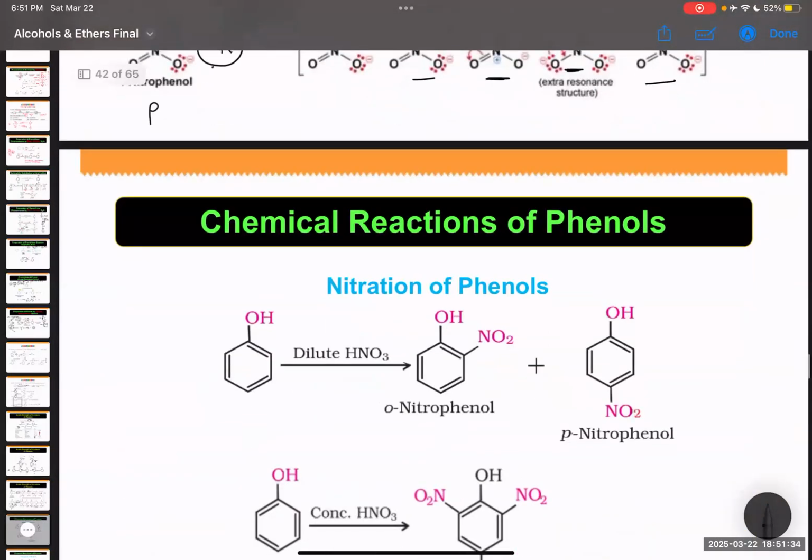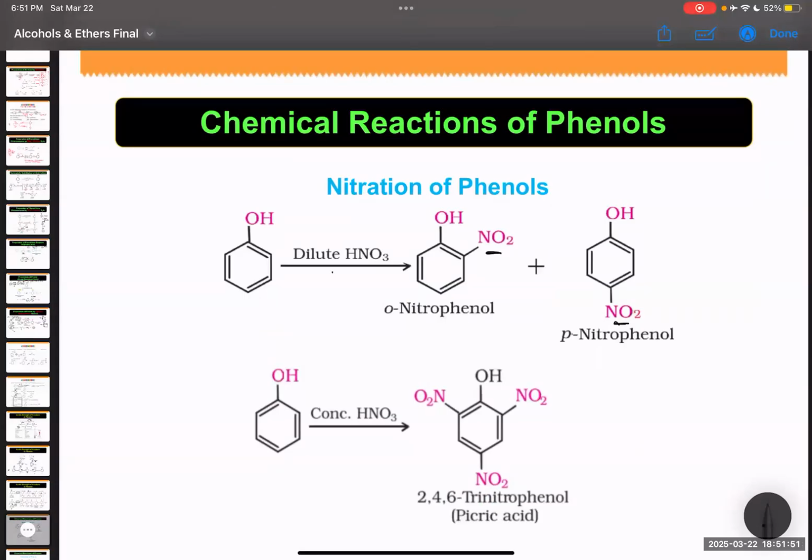So if you do the nitration, look, what are the products which you are going to get? Orthonitrophenol and paranitrophenol. Got it? You took dilute HNO3, whose reactivity is less. If you took concentrated HNO3, which has more NO2 plus ion concentration, you are going to end up with trinitrophenol. But where the 3 NO2 are going to come in, you can check over here at all the ortho and para positions.